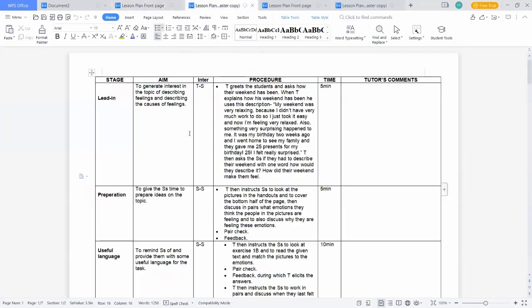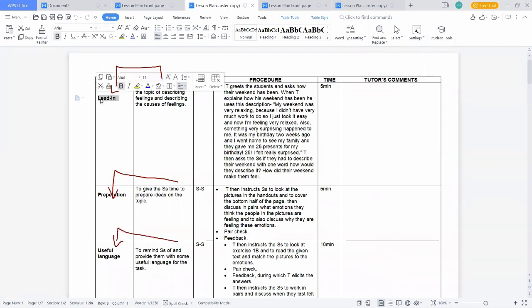Then we go into the detailed lesson plan. You'll see here we've got the stage of the lesson and the aim. Don't mistake this aim for the main aim. This aim is the aim of each stage. Why am I doing this stage? That's the aim.